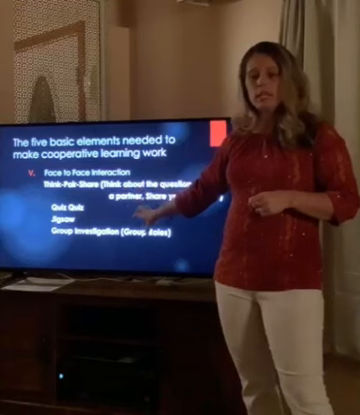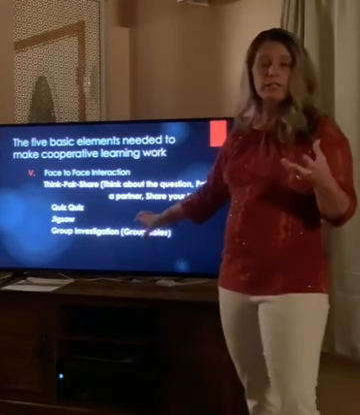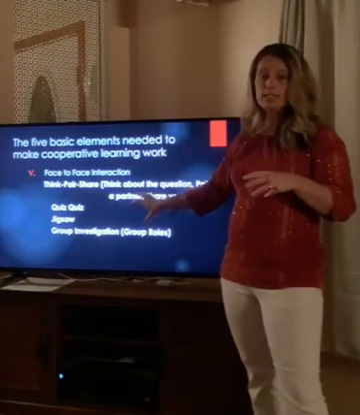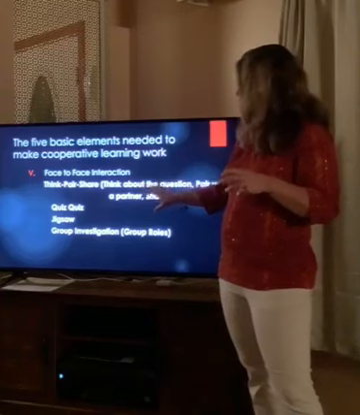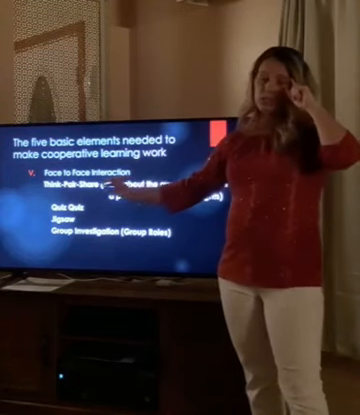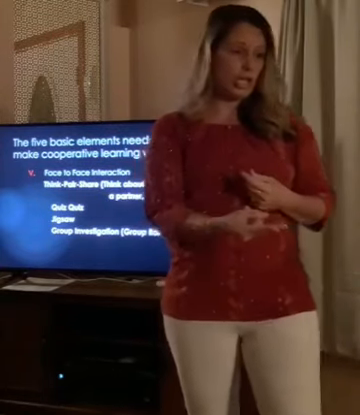Here are just a few of the ideas that you could use from Kagan, and not just Kagan, but Slavin and Schlunk and a few others have used these and promote these as great cooperative tools to use. The first one, think, pair, share. Think about the question, pair with a partner, and then share.